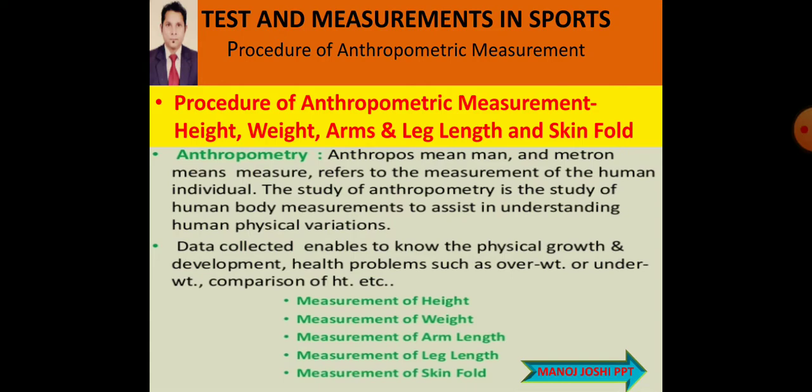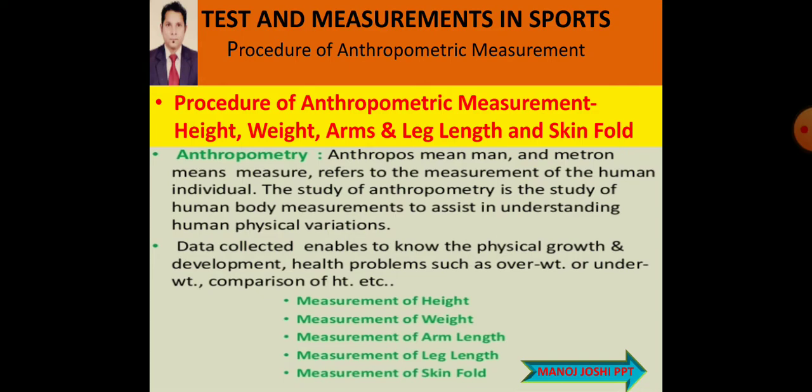So what is anthropometry? Anthropos means man and metron means measure. So it refers to the measurements of human individuals. The study of anthropometry is the study of human body measurement to assist in understanding human physical variation.